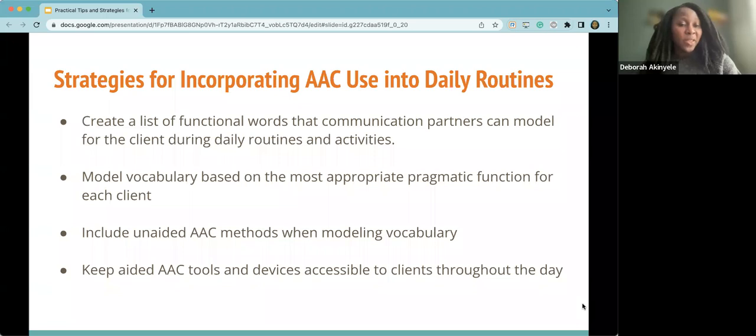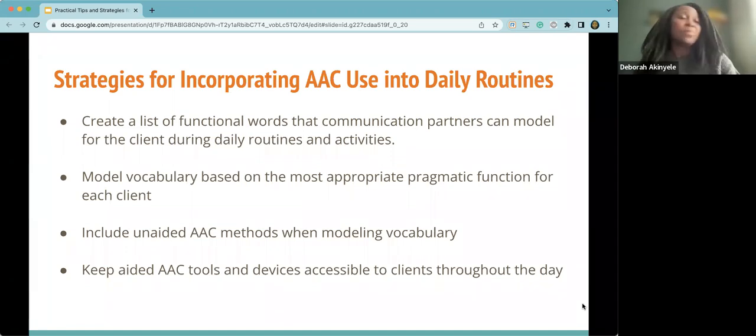And then another really important strategy is just being able to provide access to aided AAC tools and devices so that clients can get to them independently. And again, we're not reinforcing this idea that the use of the AAC device is only during the speech time or only during a particular routine.